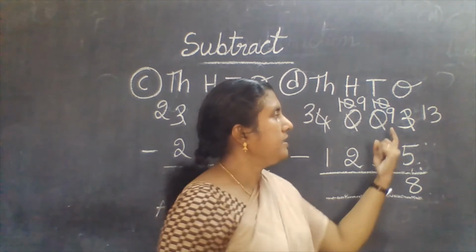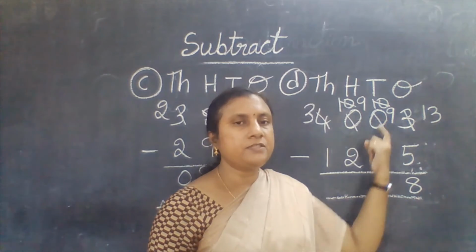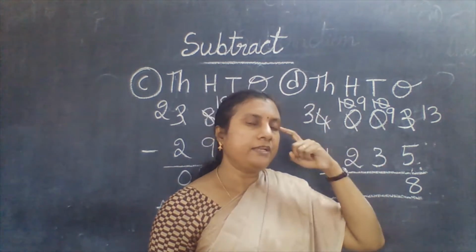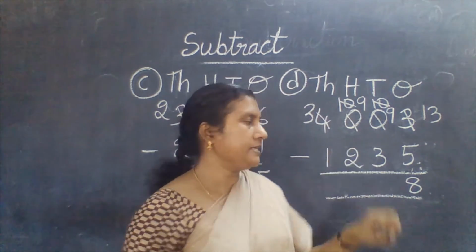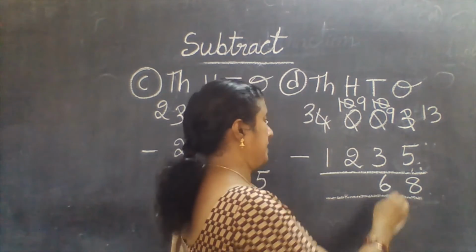Here in the tens place we have 3 to separate from 9. So 9 in your mind, 3 in your fingers. Before 9: 8, 7, 6. What is the difference? 6.